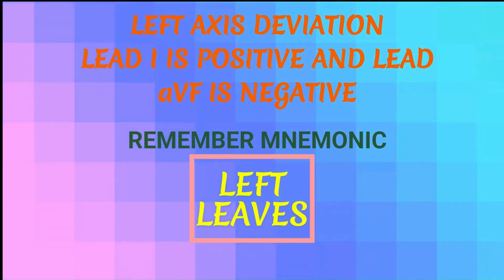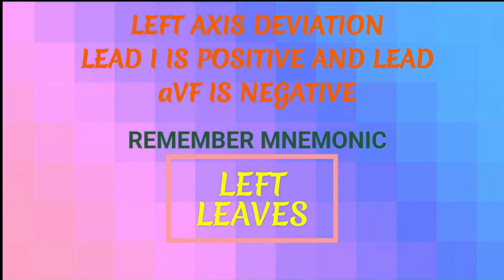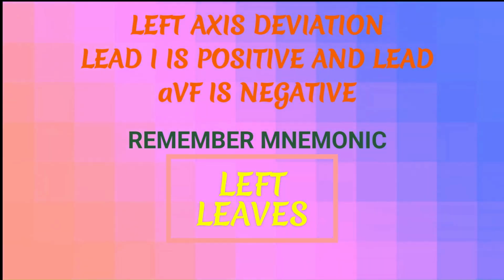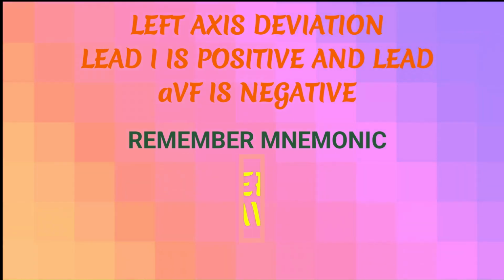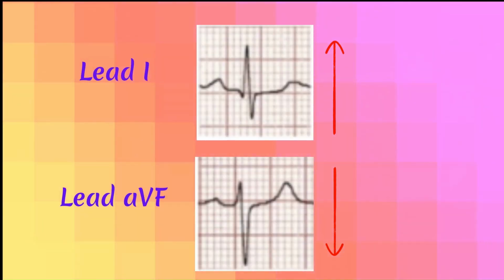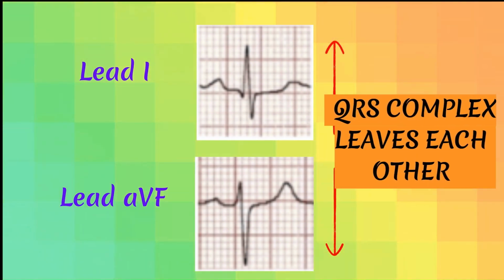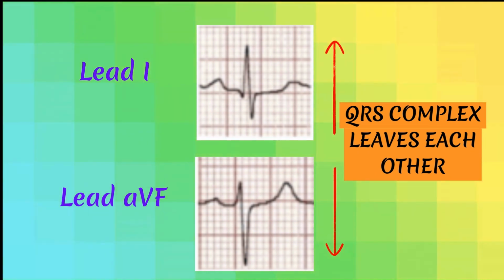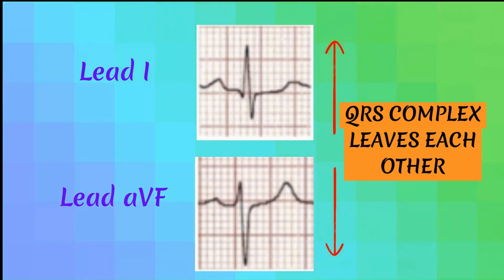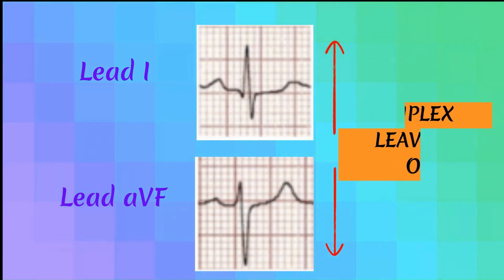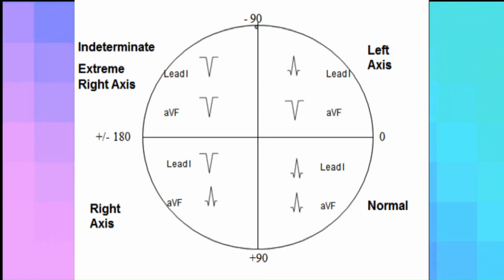In left axis deviation, lead 1 QRS is positive and lead AVF QRS is negative. Remember the mnemonic, left leaves. If we keep lead AVF just below lead 1, and the QRS deflections are going away from each other or leaving each other, it's left axis deviation. We can remember it as left leaves. That is, in left axis deviation, the QRS in lead 1 and lead AVF leave each other. This picture shows all axis deviations with QRS deflection in lead 1 and lead AVF.